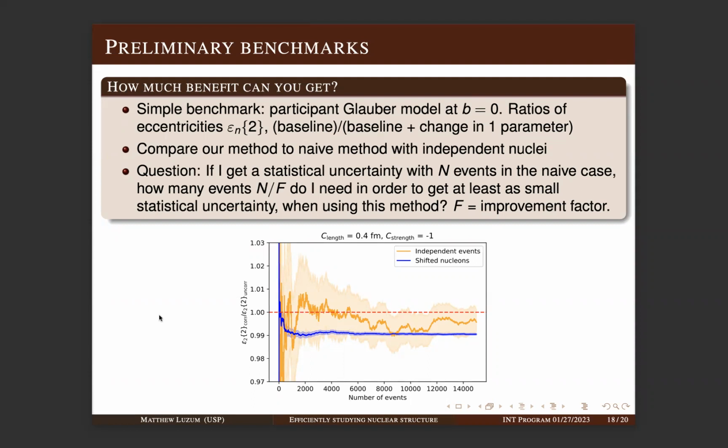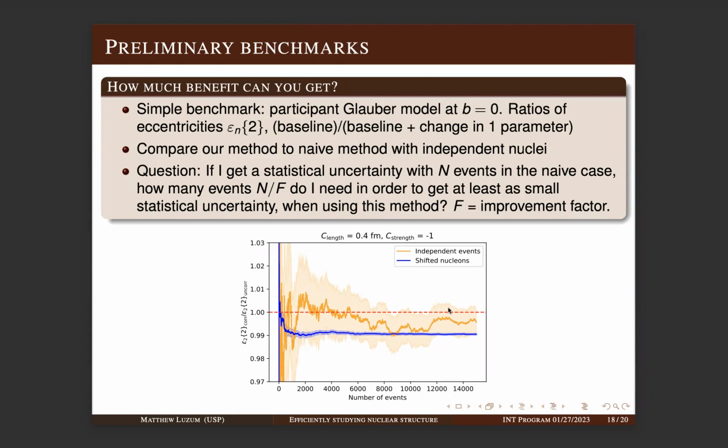This is just one simulation with 15,000 events. Well, you didn't use all the events. Making this plot takes a lot of computation because you have to take 15,000 events, remove one event, calculate all the observables again, and do that 15,000 times. And if you want every single point, then you have to do that for every number of events. So I only did this plot up to here.